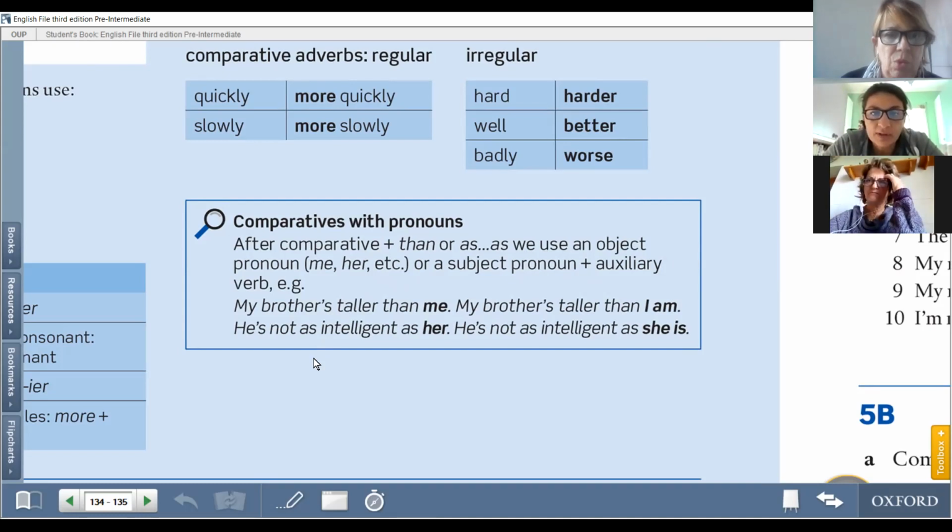My brother's taller than me. My brother's taller than I am. Okay. Me. My brother's taller than me. Yeah, it's the same. It's completely the same. So this is object pronoun. This is subject pronoun. But after the subject pronoun, you have to put a verb. Always. With the object pronoun, you can put the full stop. Okay. He's not as intelligent as her. He's not as intelligent as she is. Okay, the same. Completely the same.